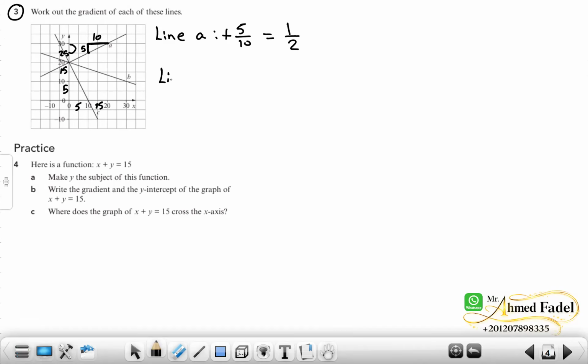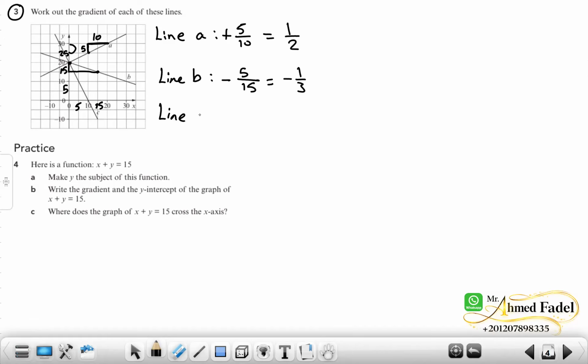But what about line B? Line B, is it increasing or decreasing? It is going down, so it is negative. Find two stable points, any two stable points that you want. Okay, Mister, I'm going to take it from here and I will go down until I reach this one here. You see it? All right, rise over run. It is 5 over the run from 0 till 15, over 15, which is negative a third.